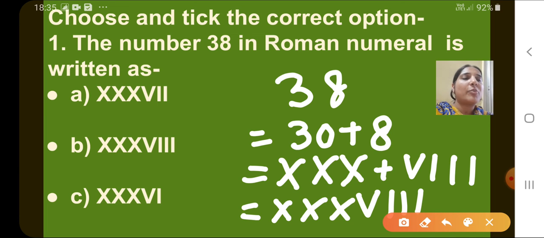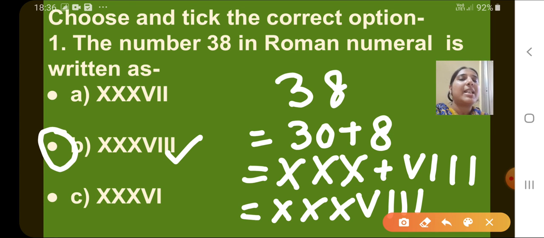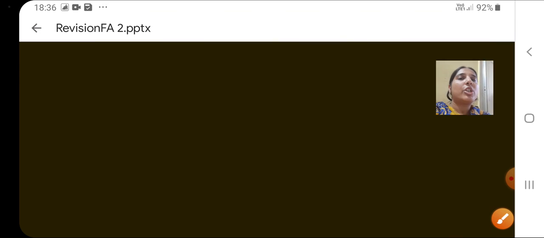Can you tell me the right option? Yes, it's option number B. Isn't it? Option number B is the correct answer. Okay. Now let's move to the next question.